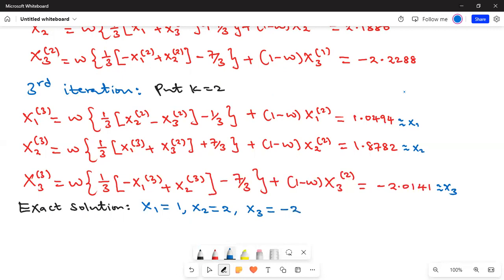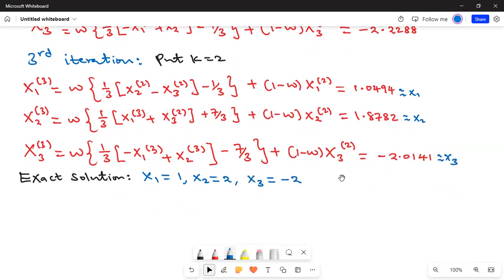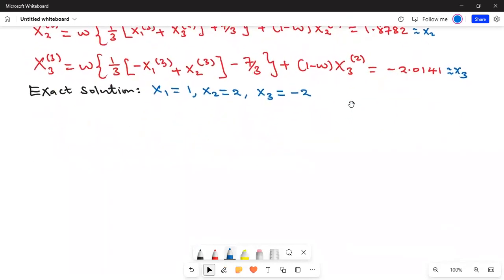Look at our values. X1 is 1.04. That is very close to 1. X2 is 1.87, very close to 2. And X3 is negative 2.01, very close to negative 2. So it means if we had proceeded with more iterations, our approximate solution would have converged to the exact solution. That is the first method.